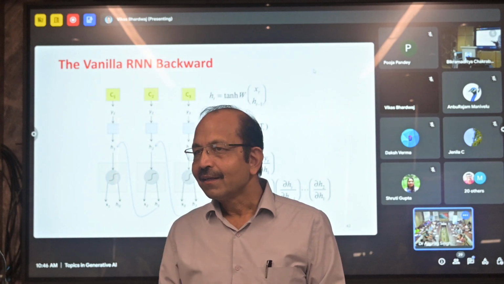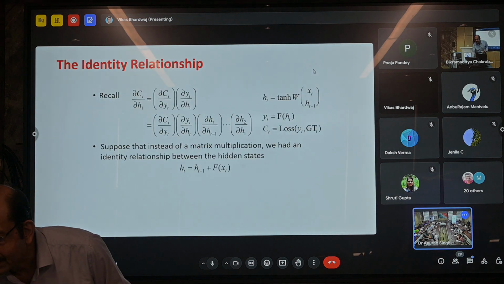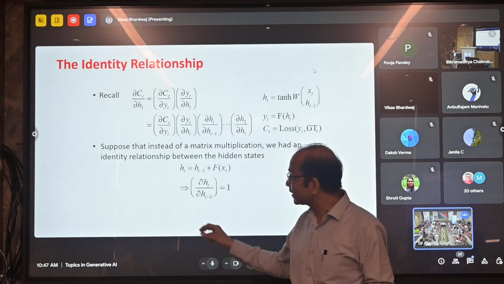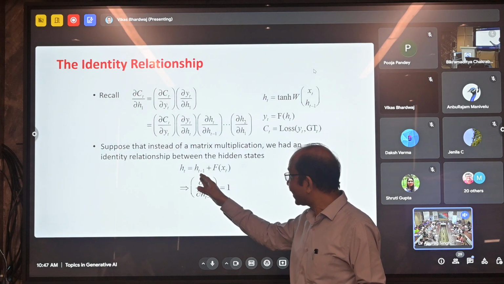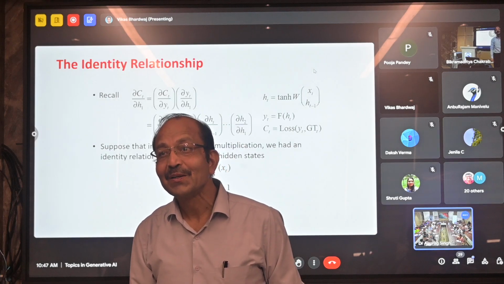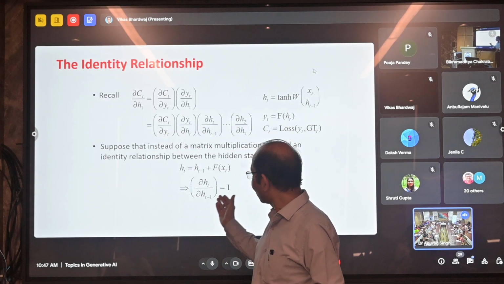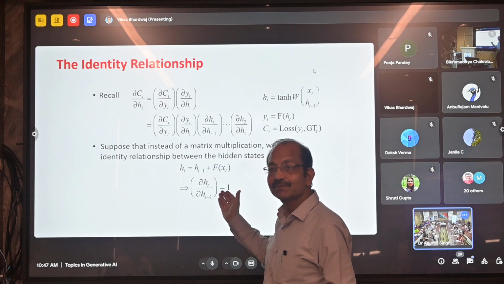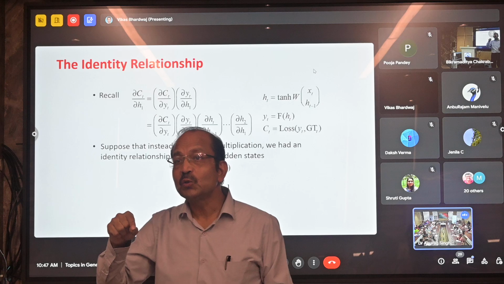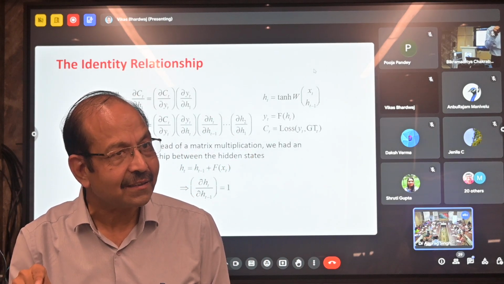So thinking of this, we thought, can we model it like this: ht is given as some function of ht minus 1 plus f of ht. Now if you differentiate ht with respect to ht minus 1, what do you get? 1. And that is what you do in ResNet. Have you done ResNet architecture?